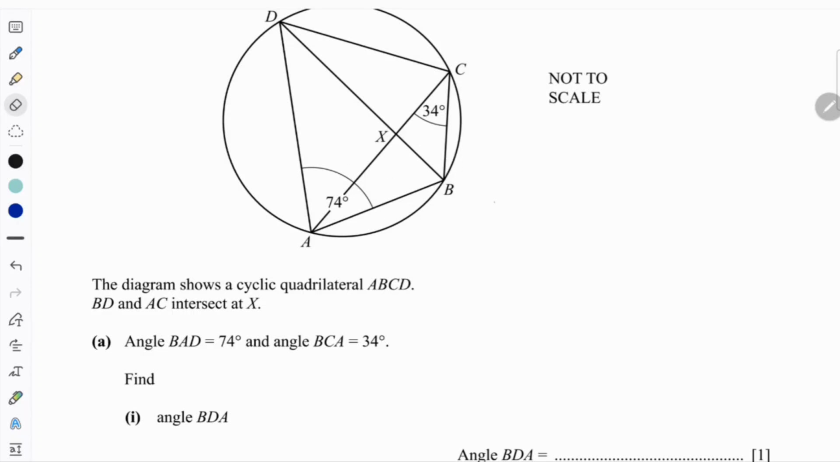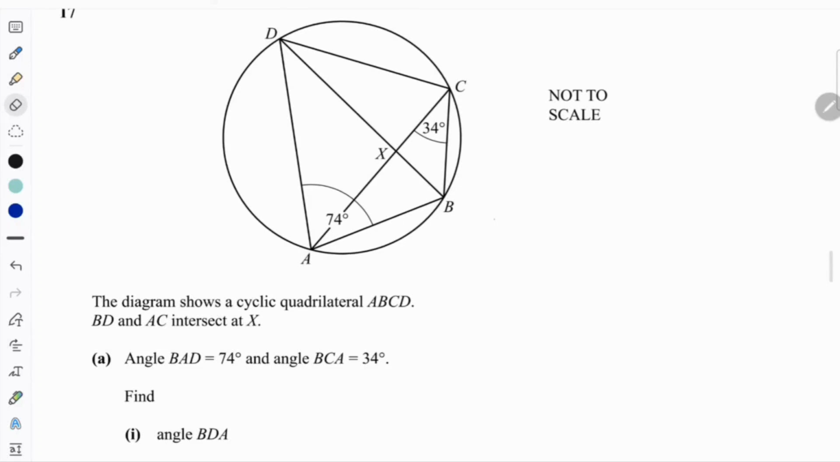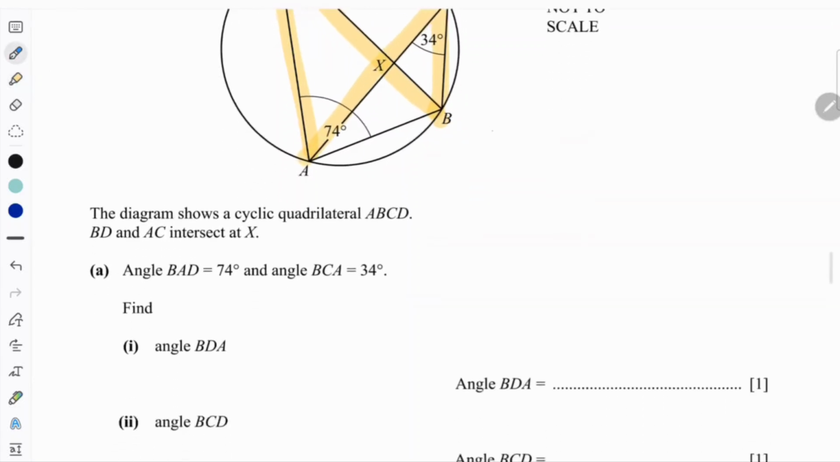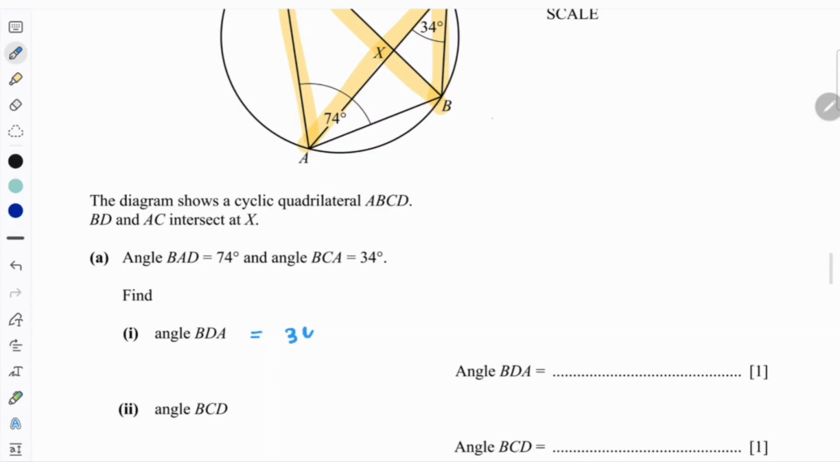The diagram shows a cyclic quadrilateral ABCD. As we know, BD and AC intersect at X, but X is not the midpoint or the center. Angle BAD is 74, already labeled. BCA is 34. Find angle BDA. If we check, B to D, D to A is this angle, which is angles in the same segment. So we write down it is equal to 34 degrees. The reason is angles in the same segment.